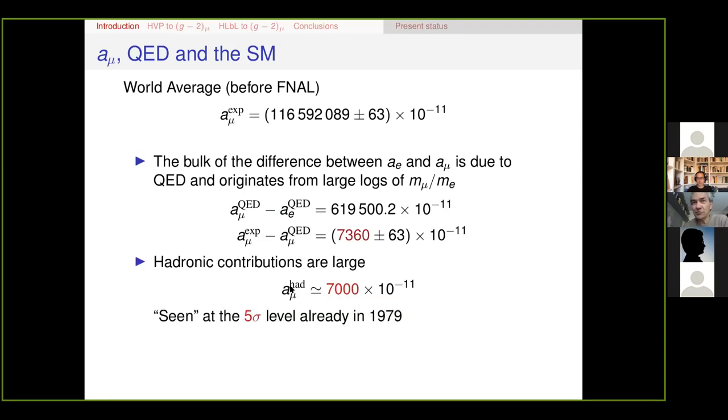It's due to hadronic contributions, which, from this comparison, you expect to be of the order of 7,000. And indeed, you can make a very quick and dirty calculation of hadronic vacuum polarization, and you realize that it's something like that. And so at the end of the CERN experiment, that was seen already with more than 5 sigma. And what remains to be added in the standard model is electroweak contributions. These are now known and calculated to 2 loops, and they are about 150 in 10 to the minus 11, which means 2.5 times the experimental uncertainty of the Brookhaven experiment.